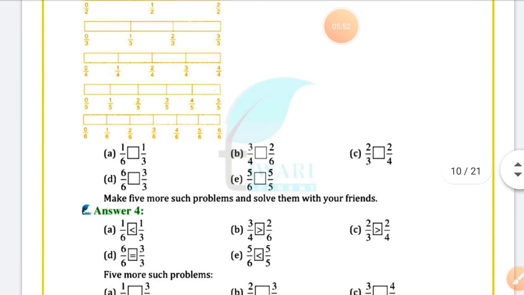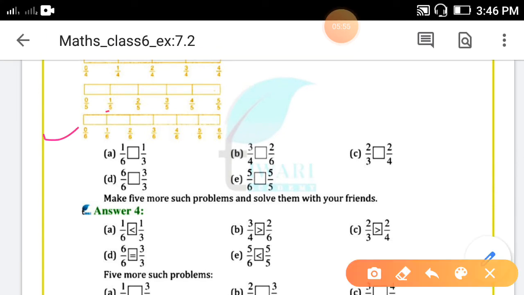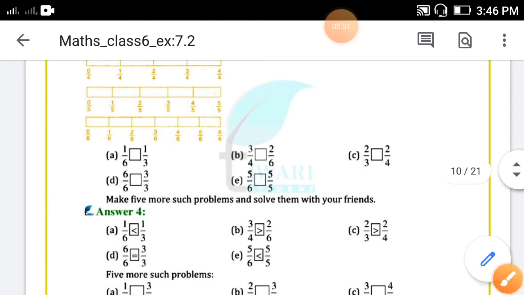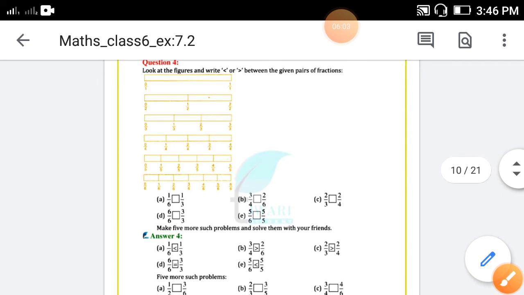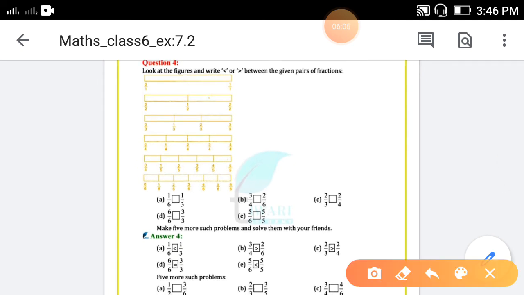Okay, here is a figure, here is a 1 by 6 and here is a 1 by 3. Here is a 1 by 3, here is a 1 by 6. You can see in the textbook.